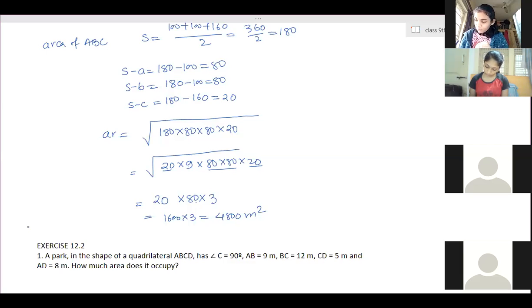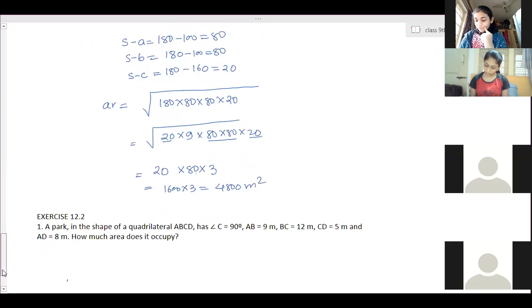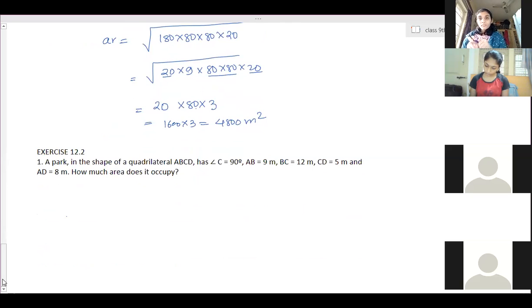Ma'am, in this we should take the diagonal BD because angle C is 90. So by Pythagorean theorem, we can find DB out, the BD distance. Okay, ma'am. Ma'am, BD is 13 meters.